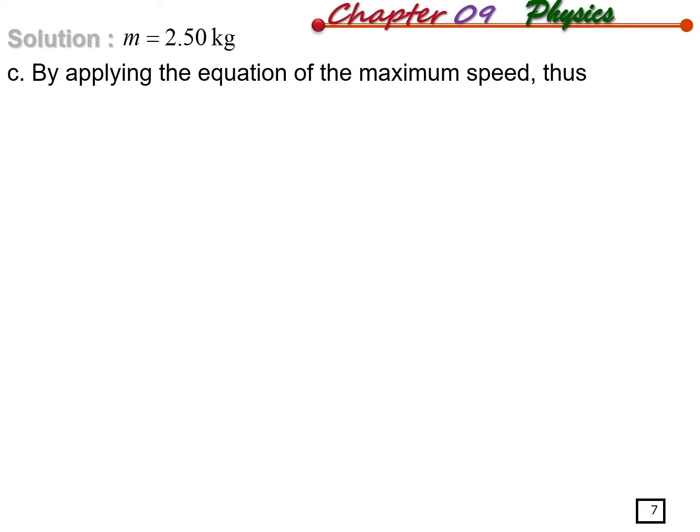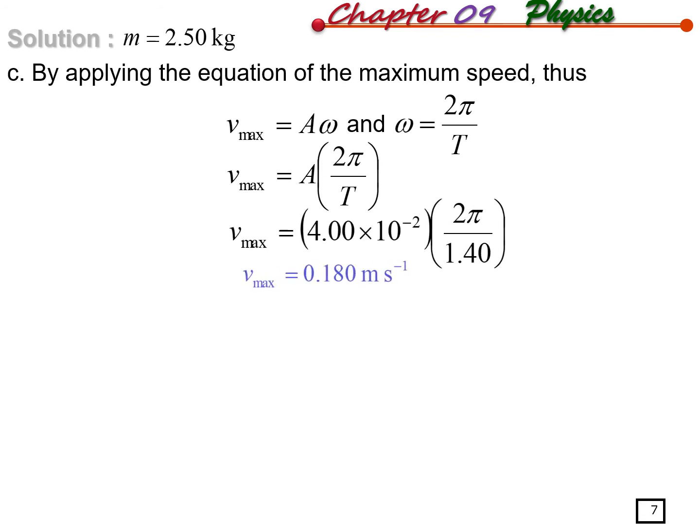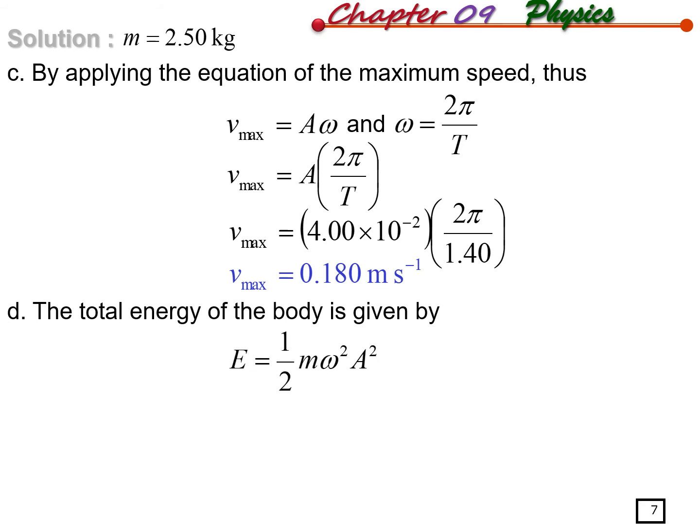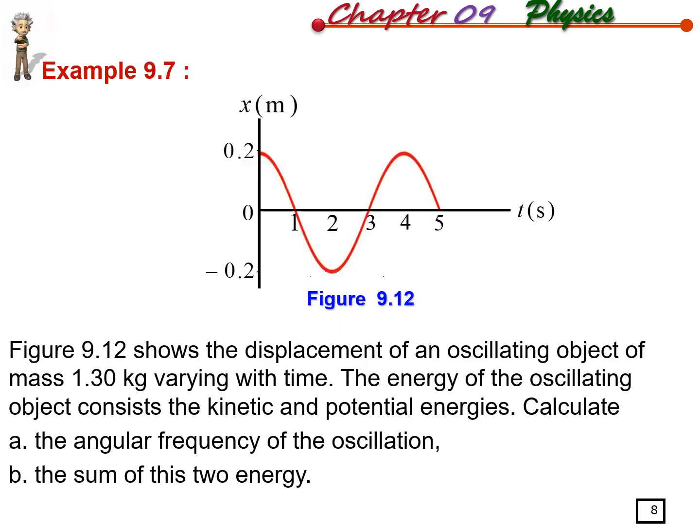Okay, so for C, by applying the equation of maximum speed, we already have determined the value of omega, so we can determine the maximum speed. And then for the total energy, just apply the equation for total energy, replace in the values, and the final answer we will end up with is 4.03 times 10 to the power of negative 2 joule.